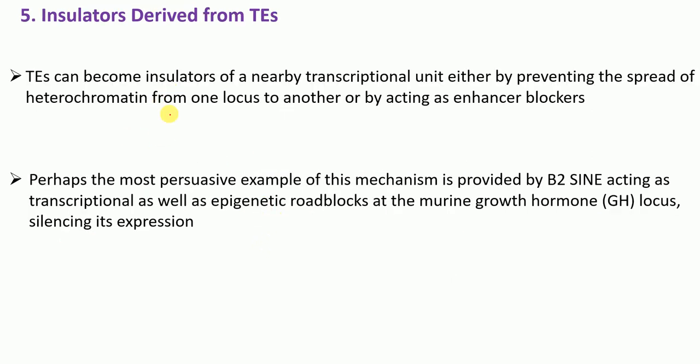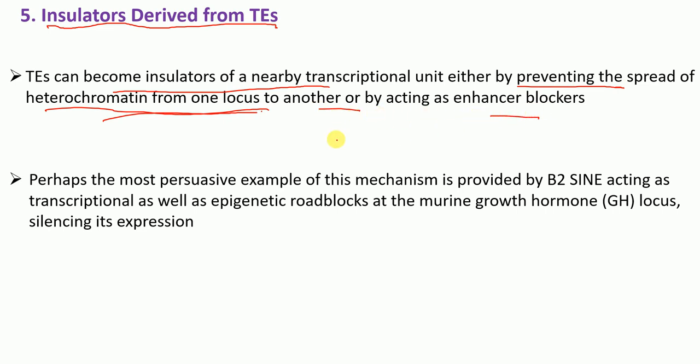So the final mechanism by which these transposable elements can function is as insulators derived from transposable elements. That means transposable elements can become insulators for nearby transcriptional units, either by preventing the spread of heterochromatin from one locus to another or by acting as enhancer blockers. So basically the transposable elements can be insulators. How can they be insulators? Either by preventing the spread of heterochromatin from one locus to another or by acting as enhancer blockers.